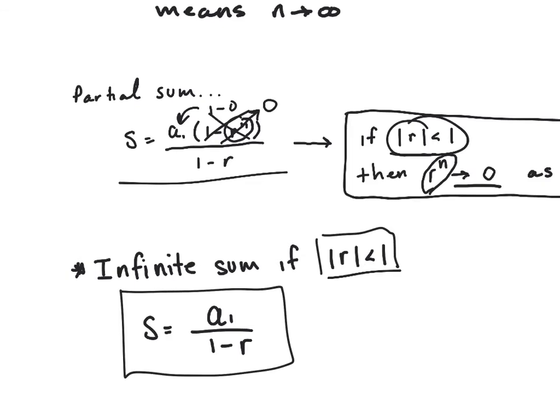The opposite of that would be converges. If it has an infinite sum, we say it converges. So you have to check first if it's a geometric series. If it is, it has an infinite sum only if the absolute value of the common ratio is less than 1.